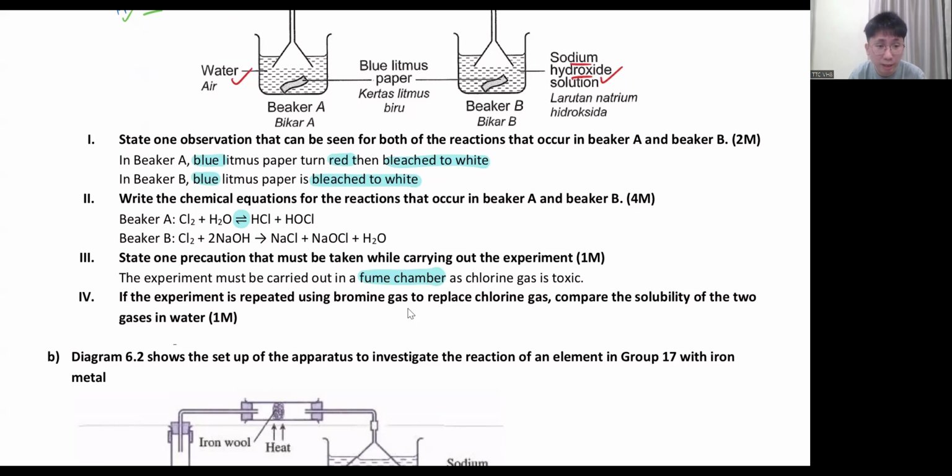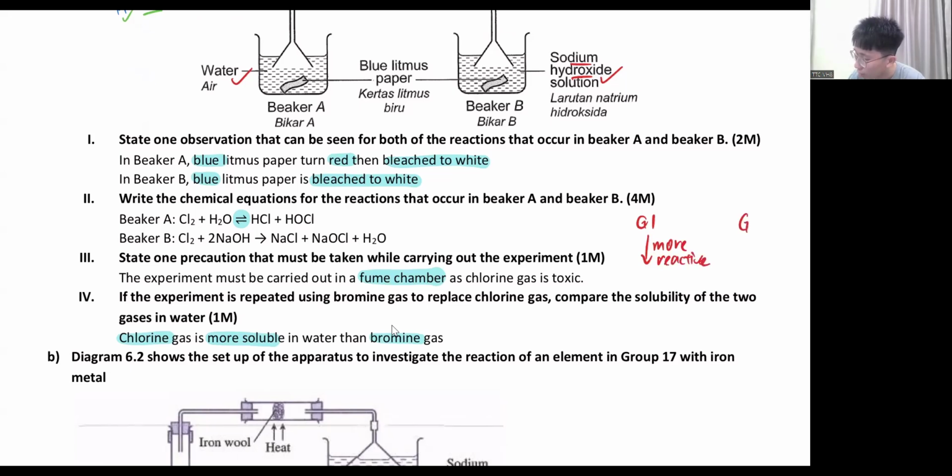So use the same concept. Chlorine gas is more soluble in water compared to bromine. So link to reactivity. One thing, group 1 going down is more reactive, while group 17 going down is less reactive. Have this as a basic general concept.